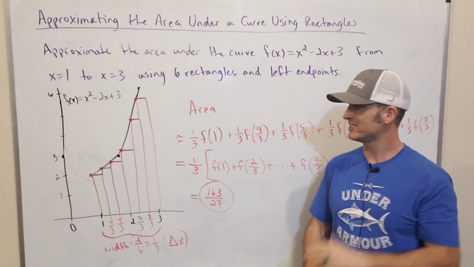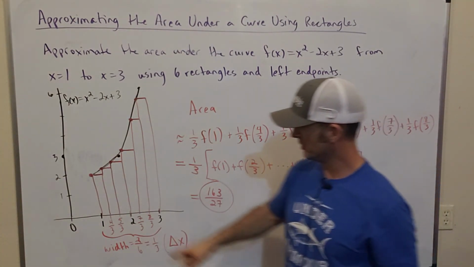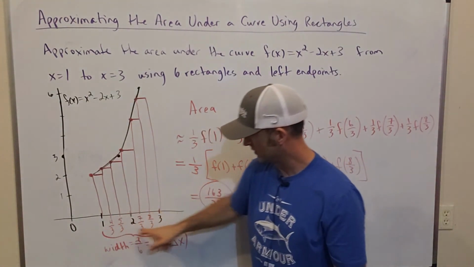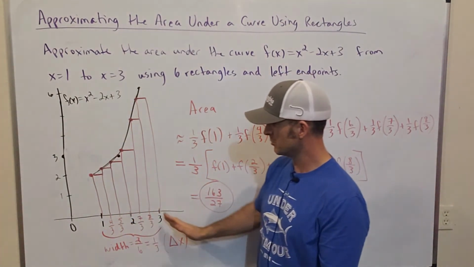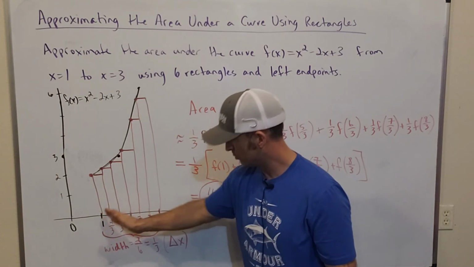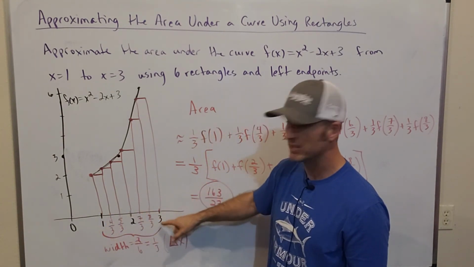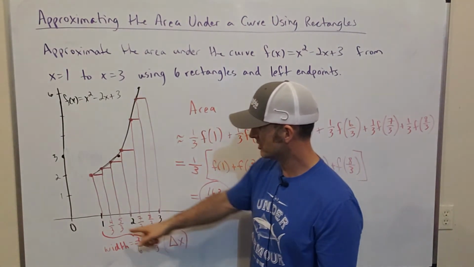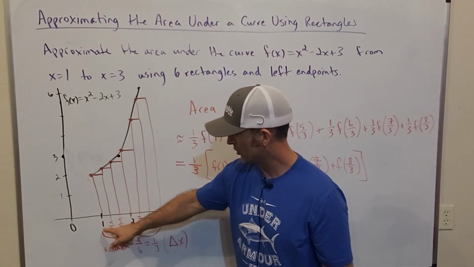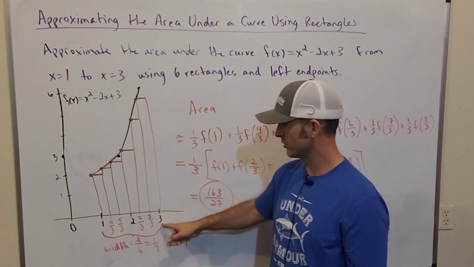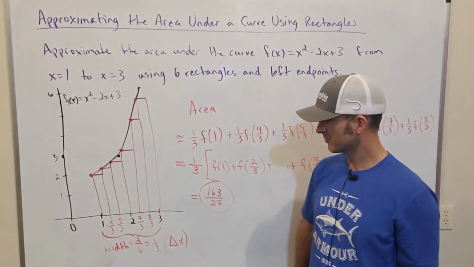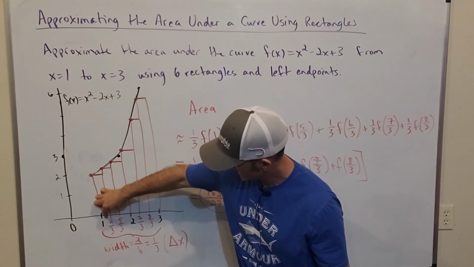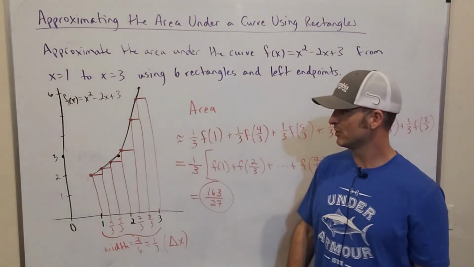So pretty simple. You just need to make sure you get your x values, and you understand you never use all of the x values you have listed here, right? If you're using left endpoints, you use all the left endpoints of every interval, so that excludes 3 at the end. If you use right endpoints, which we'll look at next, you're going to start at 4/3 and leave out the 1. So the 4/3 all the way to 3 will be your right endpoints. And then we'll look at midpoints, which are going to use the x values halfway between each of those, okay?